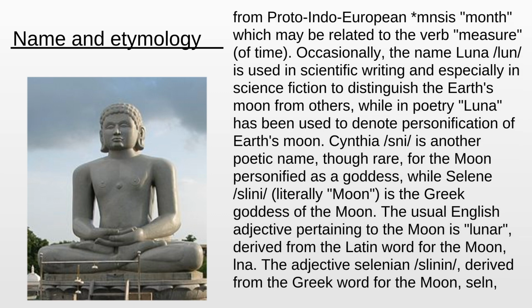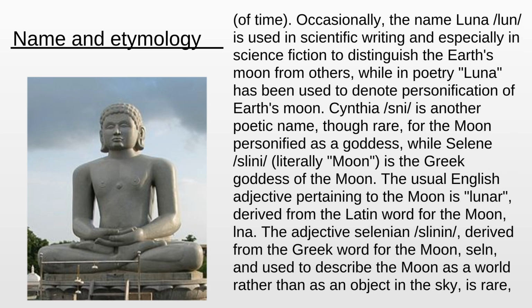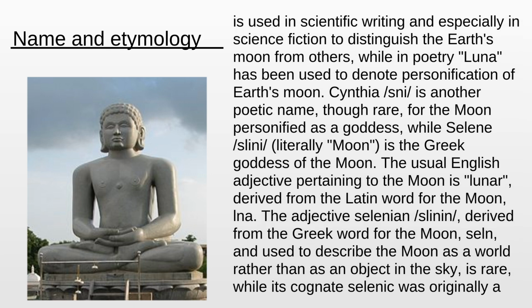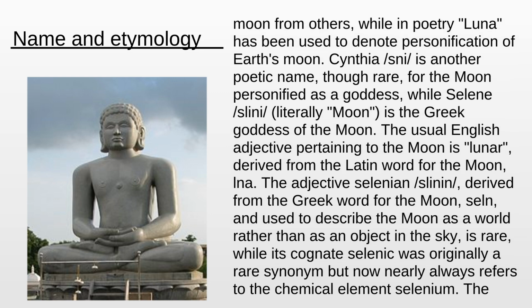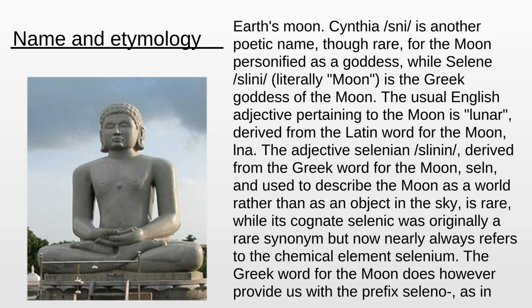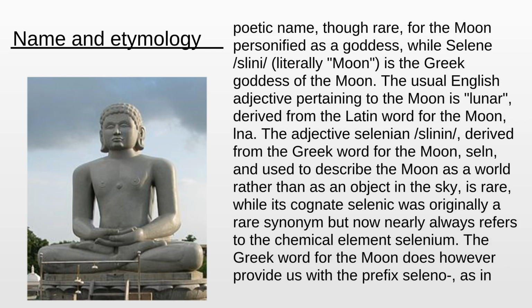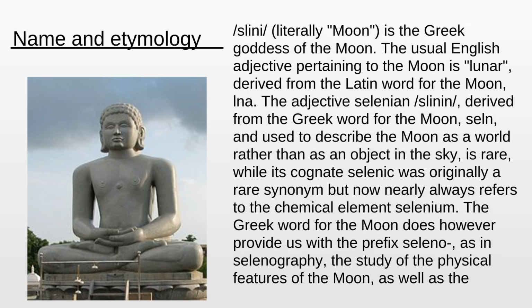Occasionally, the name Luna is used in scientific writing and especially in science fiction to distinguish the Earth's moon from others, while in poetry Luna has been used to denote personification of Earth's moon. Cynthia is another poetic name, though rare, for the moon personified as a goddess, while Selene, literally moon, is the Greek goddess of the moon.